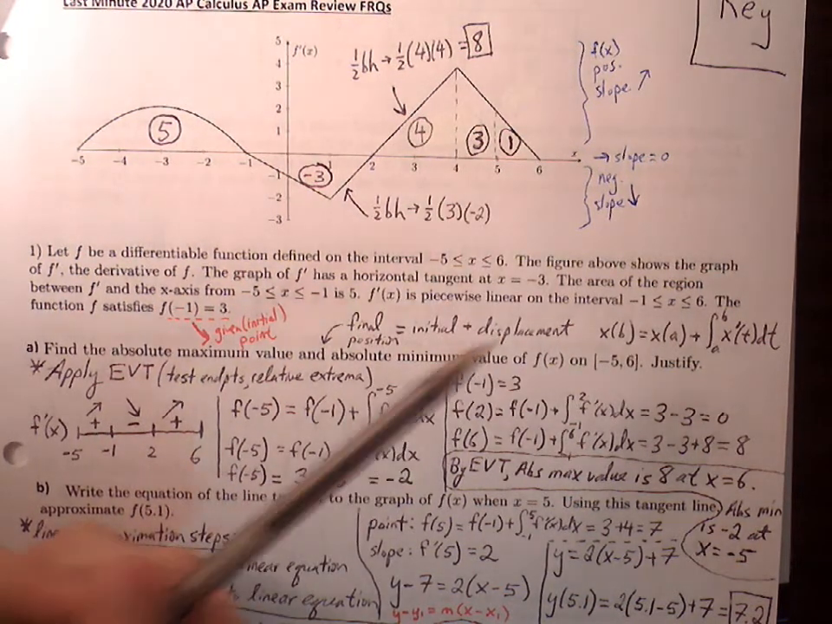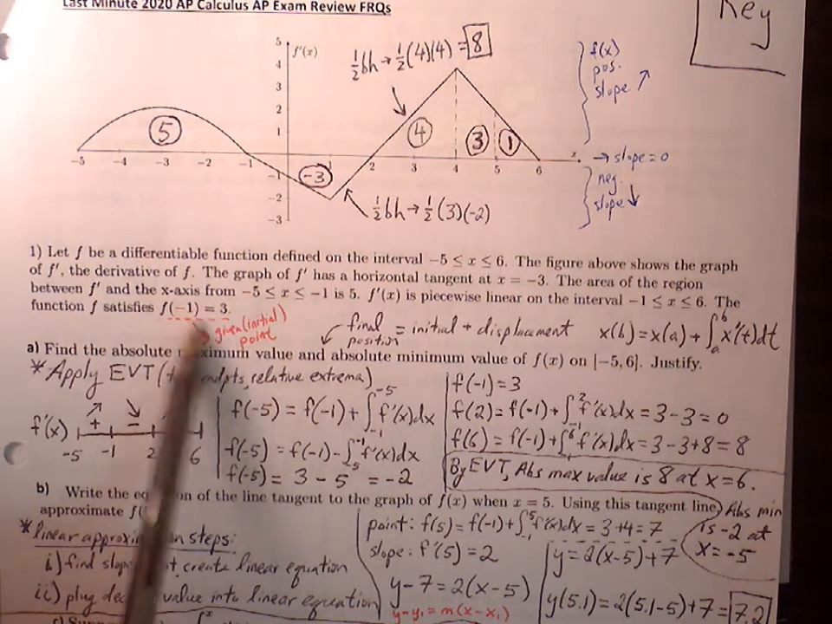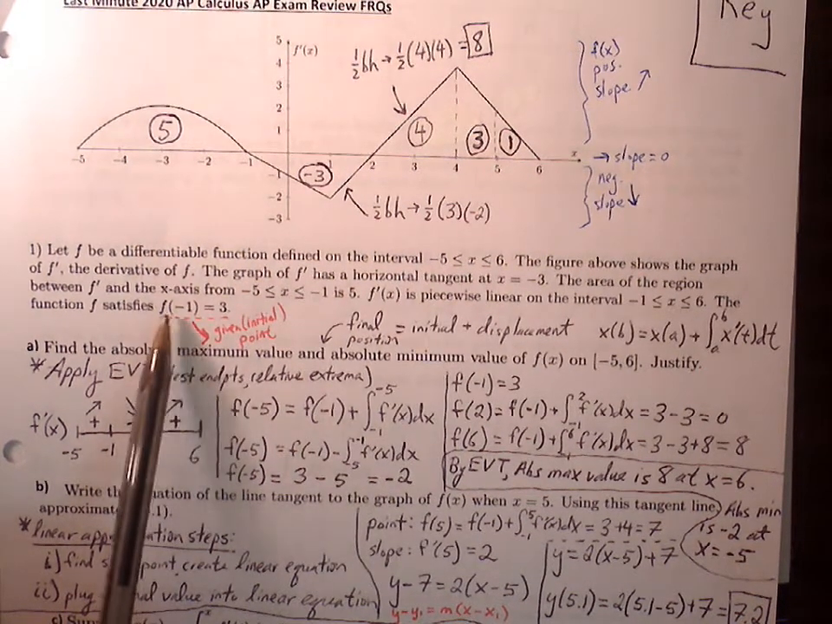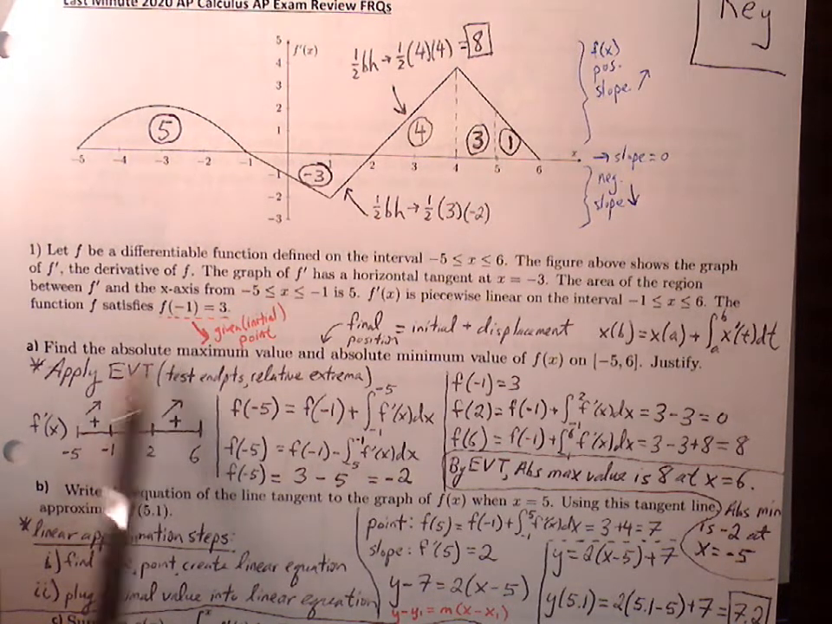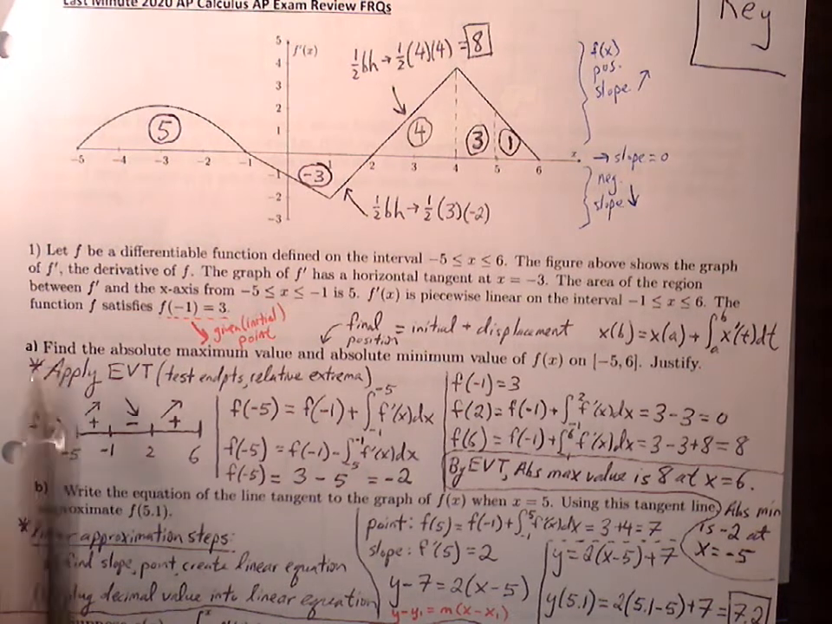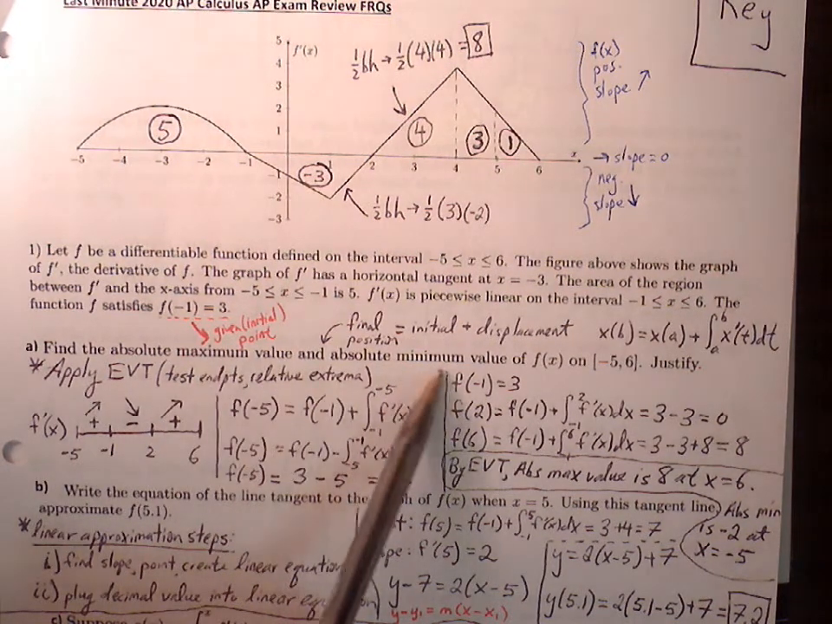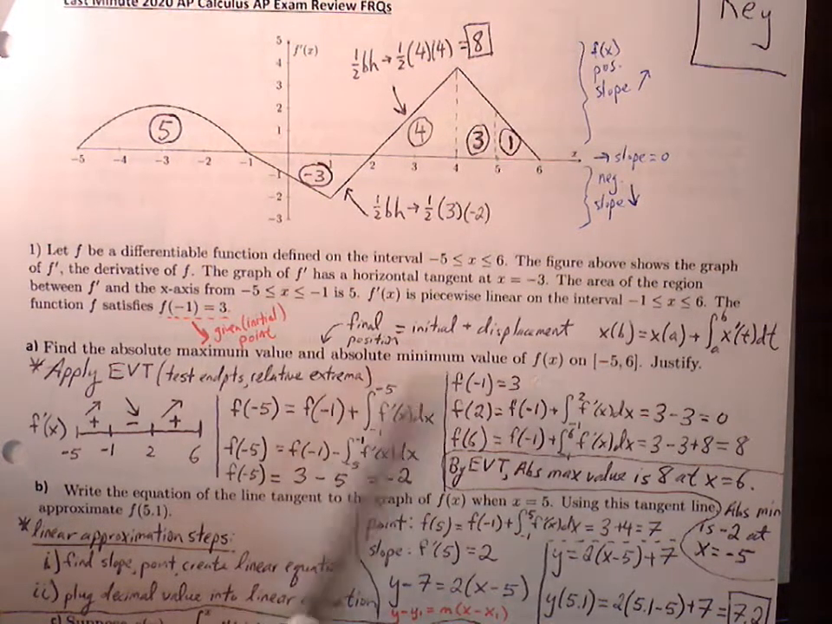And the function f satisfies the ordered pair f of -1 is equal to 3. So this is an ordered pair that exists on the f of x function, not on the f prime. But this is something that we're going to use a little bit later on, or actually for part A. So part A says find the absolute maximum value and the absolute minimum value. So we're looking for an absolute max, absolute min on the closed interval.